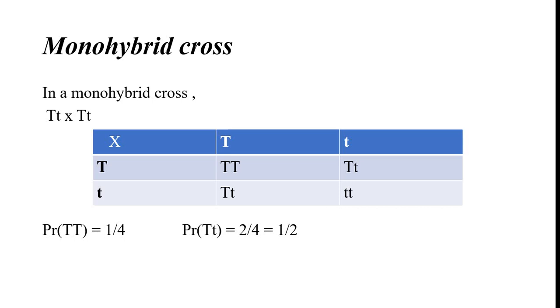Then the probability of capital T small t will be 2 over 4, because we have 2 of the progenies having capital T small t as their genotype. So that will simplify to 1 over 2. The same applies for the probability of small t small t. Only 1, so 1 over 4. Alright, so maybe you all know of dominance.